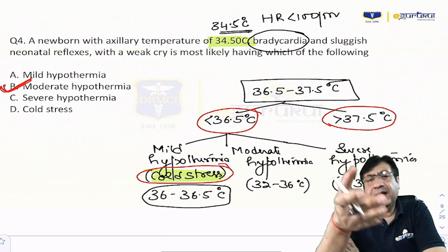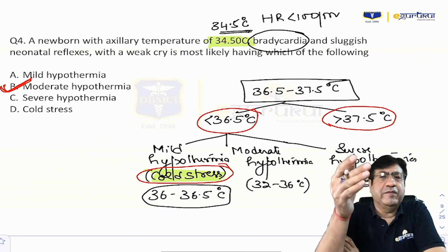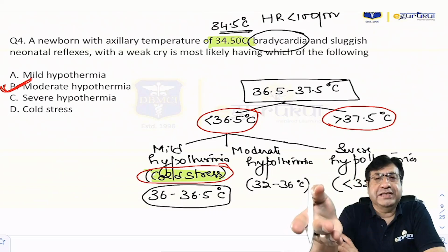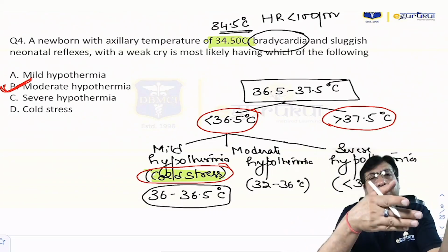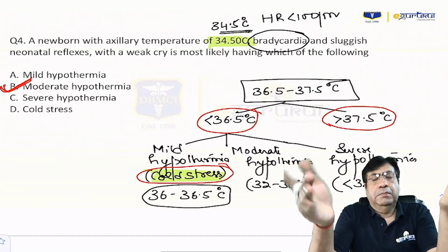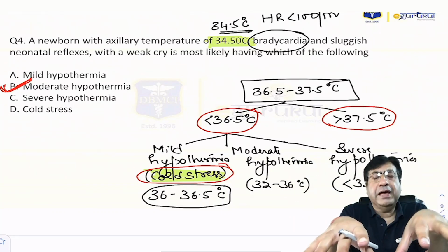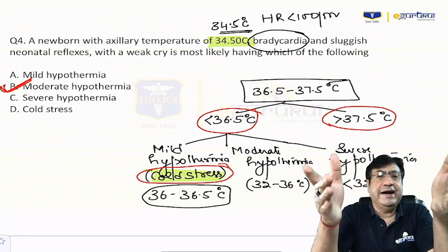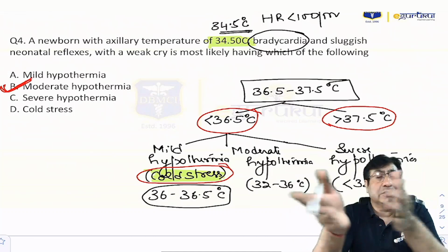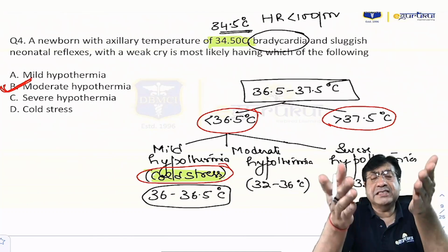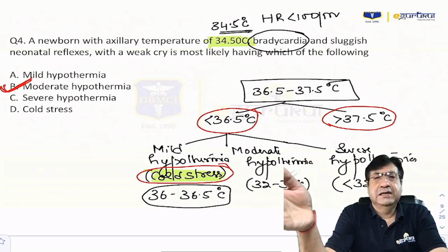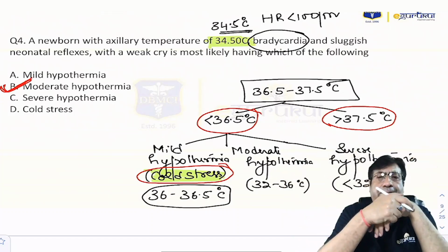A mild hypothermia, which is option A, as I told you, is between 36 to 36.5. And option D, cold stress. Both of them are the same. So mild hypothermia and cold stress are the same. But this child does not have mild hypothermia, because mild hypothermia will be defined as a temperature in a newborn between 36 to 36.5, which is not the case here. In this case, the temperature is 34.5. So it's between 32 to 36, which is moderate hypothermia.